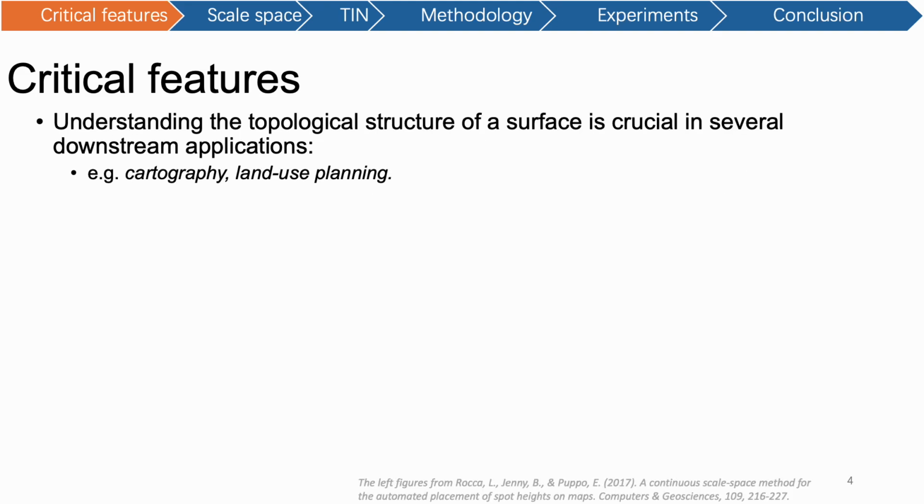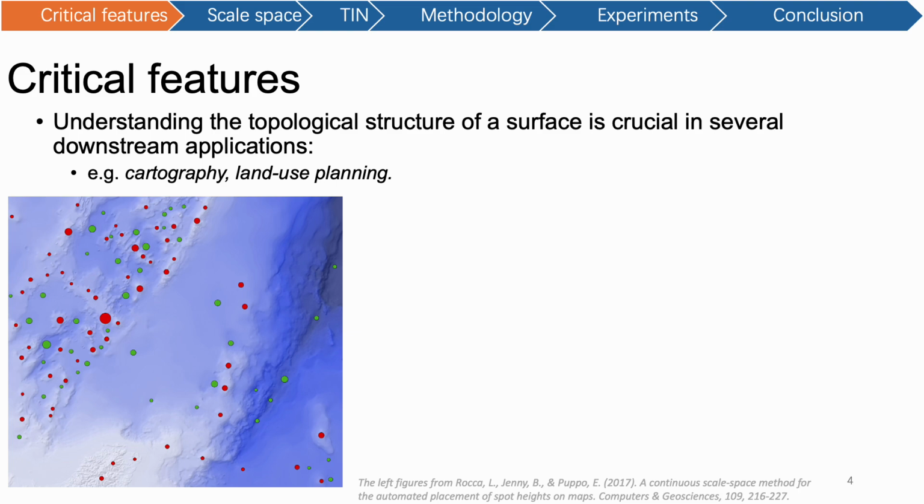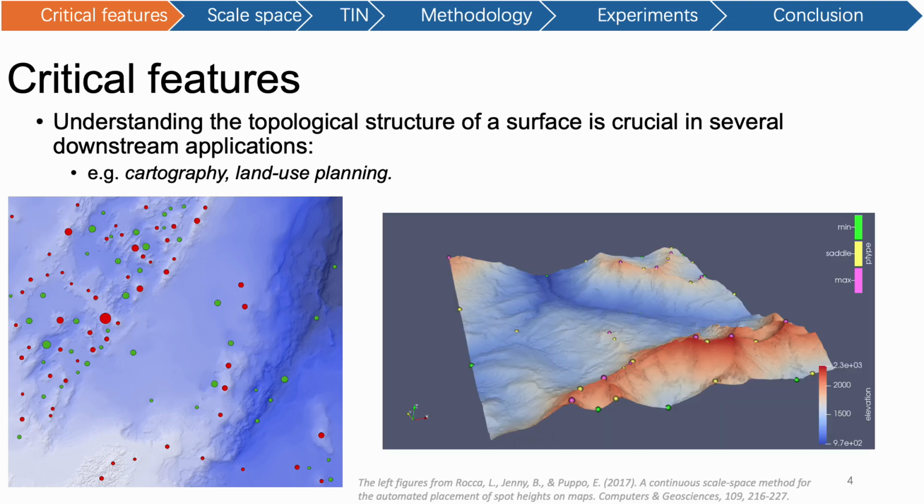Understanding critical points and further analyzing their relative importance give us a better understanding of the topological structure of a surface, which is crucial in several downstream applications, such as cartography, nautical charting, and land use planning.